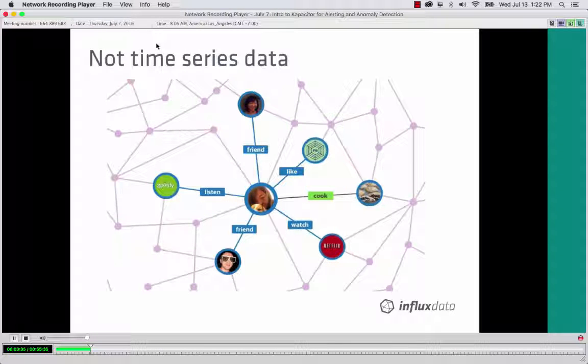Next, we have this web graph, where we have friends and some objects that exist in this graph, and we have relationships between them. You have friends, likes, listens, watches, cooks. The important thing here is the relationship between these objects, or between these nodes on the graph, not how that graph changes over time. It may be interesting how the graph changes over time, but that's not the primary focus of the graph. So this is not time series data.